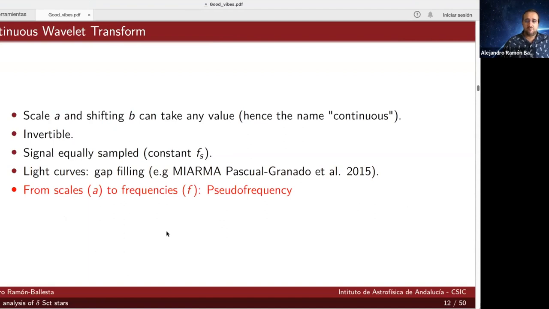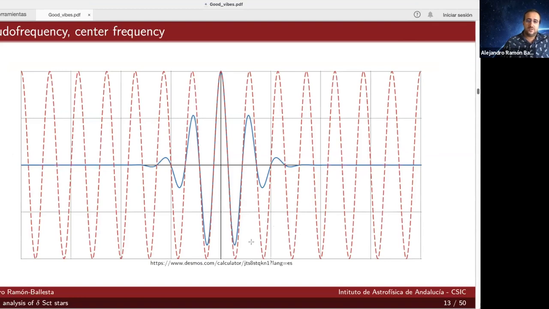At this point, there are many forms of doing this transformation, and this is the reason we should talk more about pseudo-frequency than frequency. In our case, the most common way of transforming a scale into frequency is to fit a wave into the wavelet, and the frequency of the wave that best fits the central frequency of the wavelet is what we call the frequency of the wavelet. Once we define this frequency, we can start talking about frequencies, and we forget the pseudo part of them.